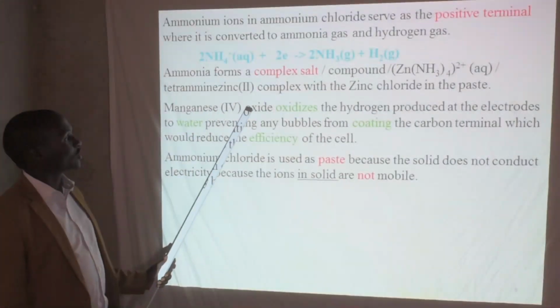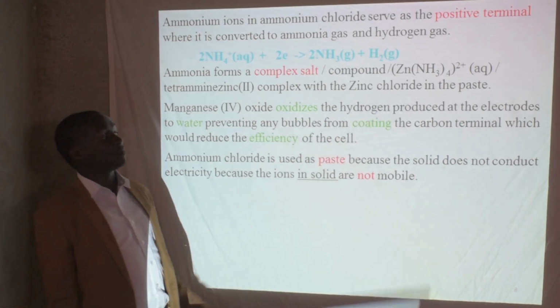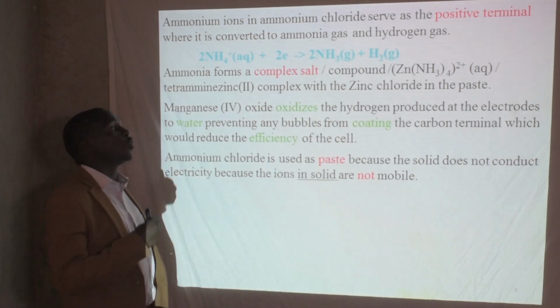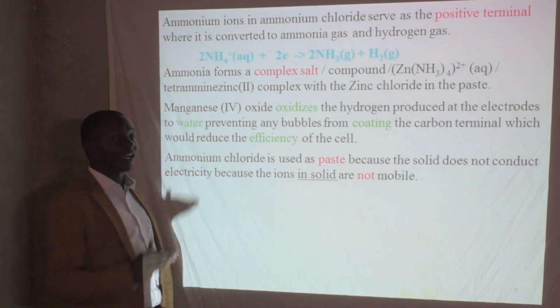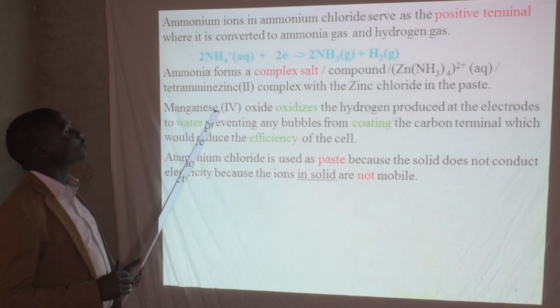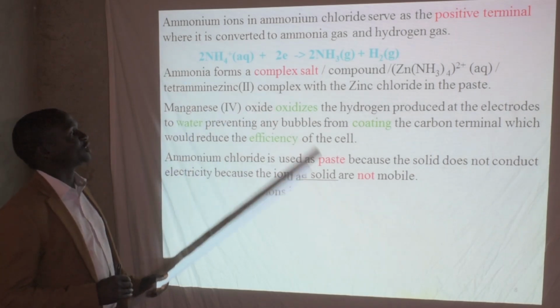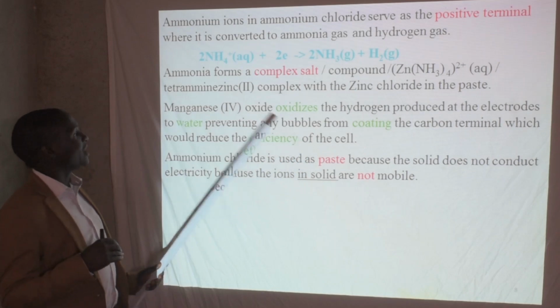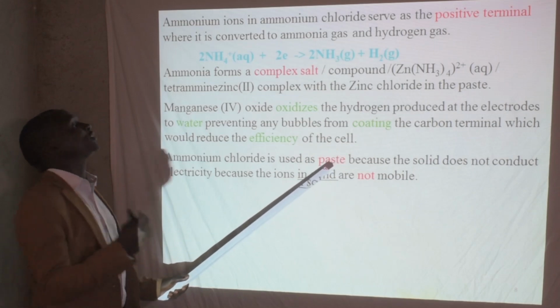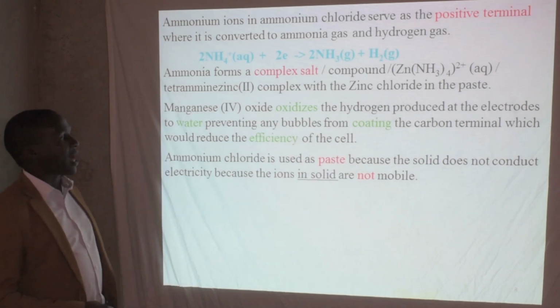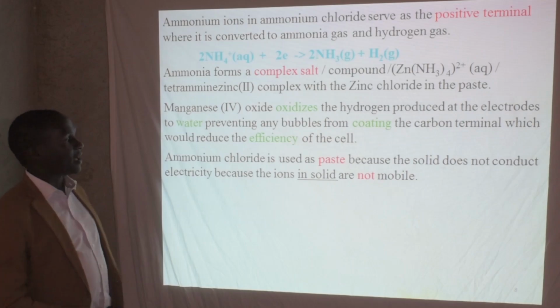Now, manganese oxide here oxidizes the hydrogen produced. Remember, hydrogen produced will accumulate on the positive terminal, and therefore will prevent the flow of electrons. So the hydrogen gas produced has to be oxidized. And which is the oxidizing agent there? It is manganese oxide, which oxidizes the hydrogen gas produced to water, and therefore renders it safe. That is why after some time you will feel the cell to be soft. Why? Because we have accumulation of water.